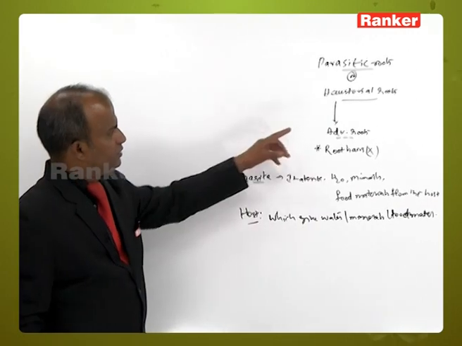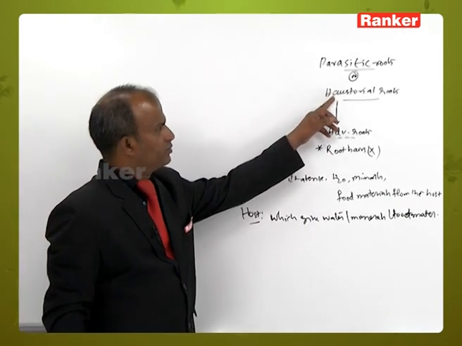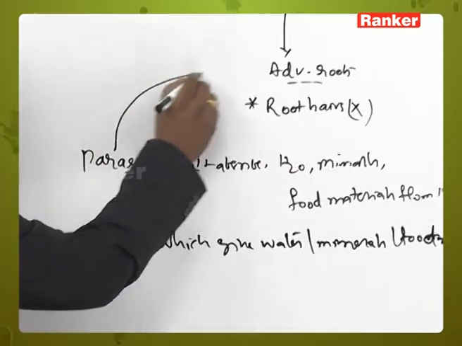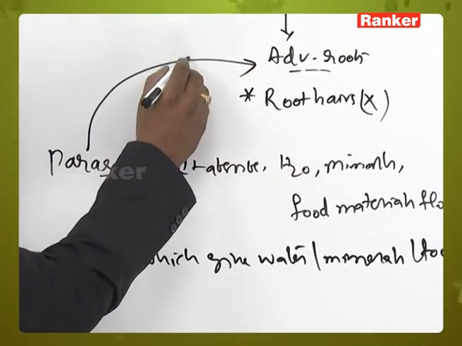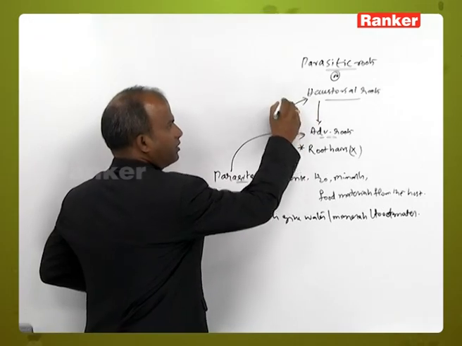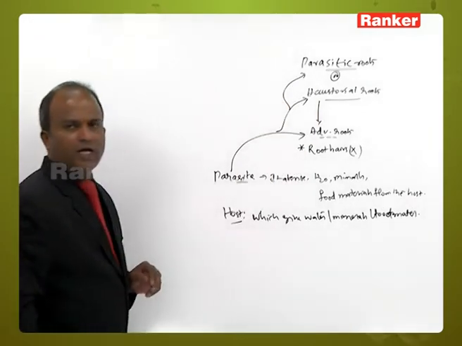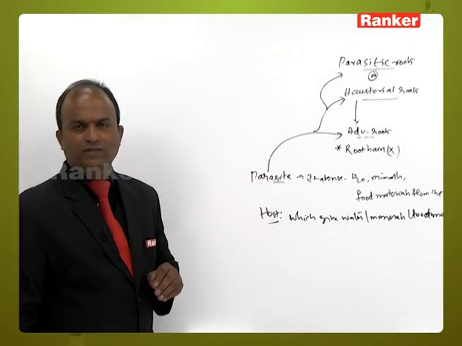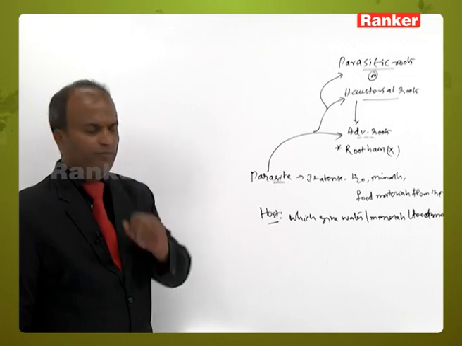Now, which one produces this special type of adventitious roots, or haustorial roots, or parasitic roots? The parasite itself produces adventitious roots. It is also called haustorial roots and also called parasitic roots. And now here, how many types of parasites can be seen? Two types of parasites.